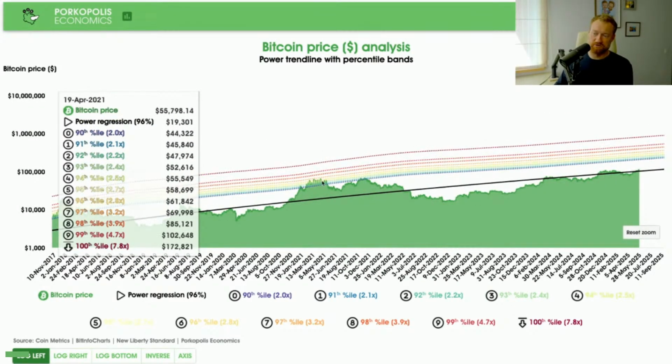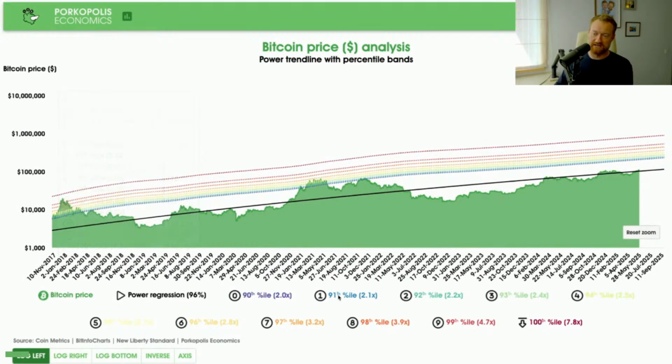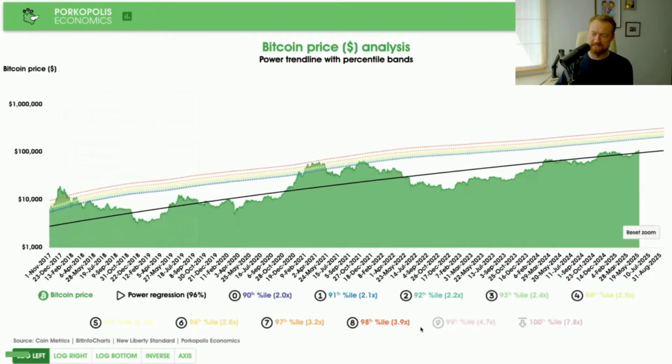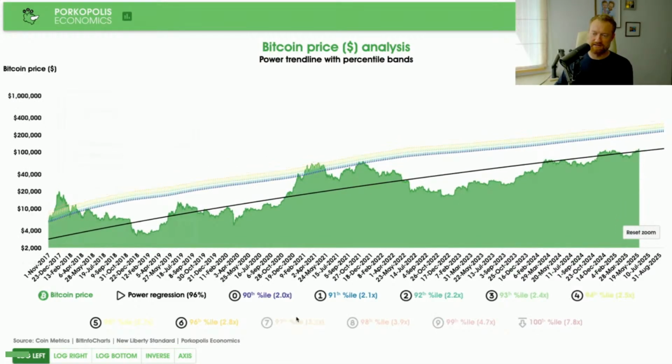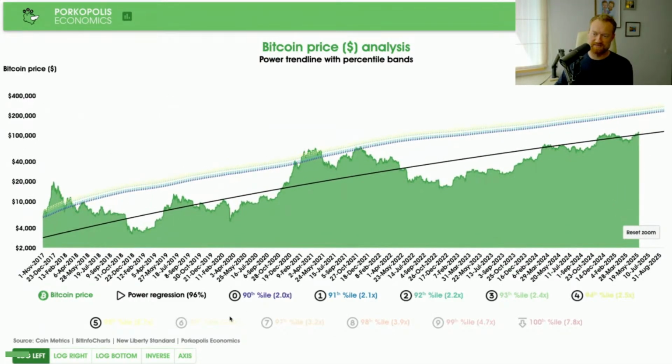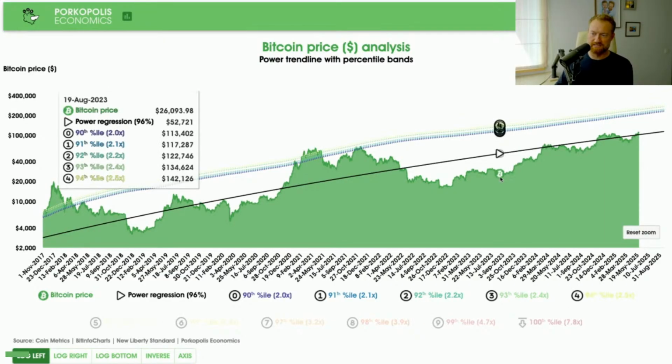And then here, this is where we can start to see topping action. Okay. And as I've said, let's take off 100th, 99th, 98th, 97th, 96th, 95th, even. Let's go to the 94th. I know you can't really see this that well in the tooltip, but 94th is 2.5x. That's, I think, a good indicator of where the top could be.